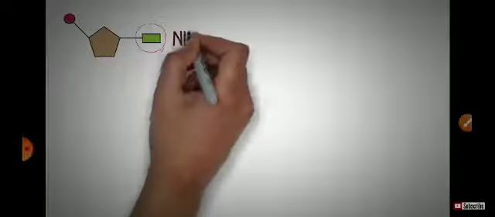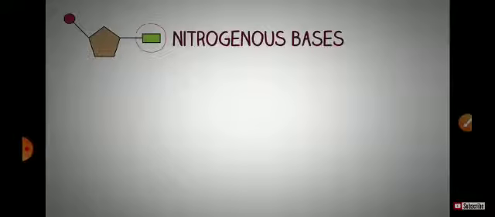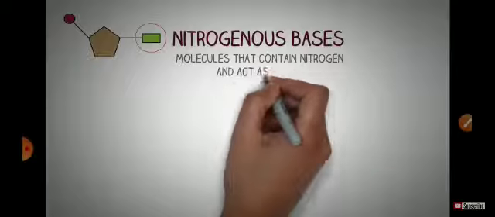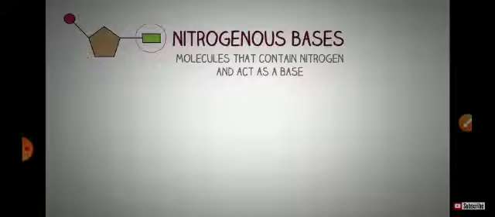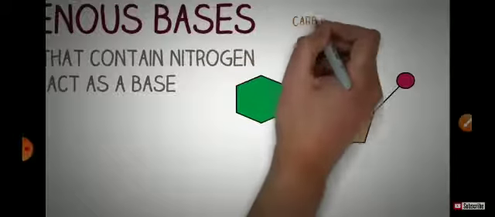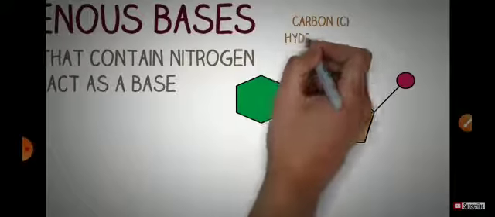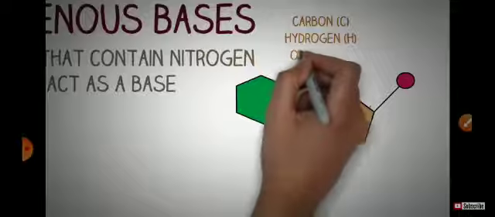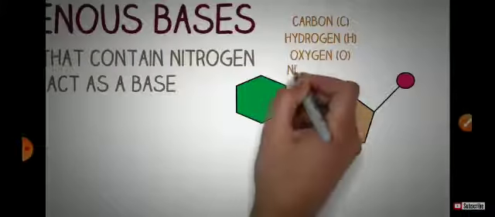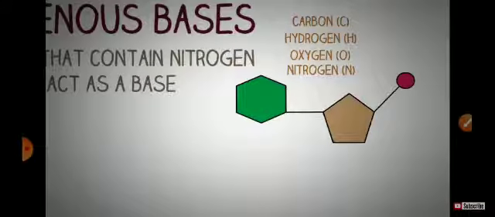Now discussing about the nitrogenous bases, which are basically the molecules that contain nitrogen and act as base, therefore referred to as nitrogenous bases. They are basically divided into 2. They comprise of carbon, hydrogen, oxygen and nitrogen, therefore called as nitrogenous bases.